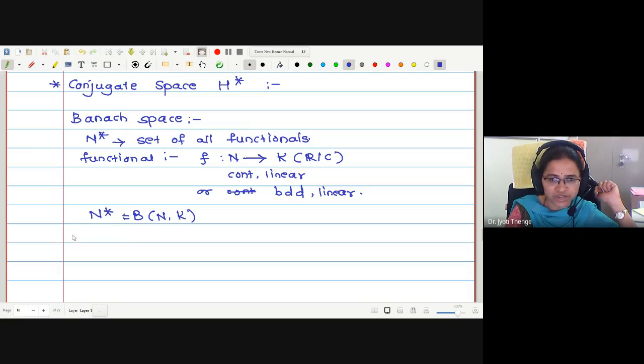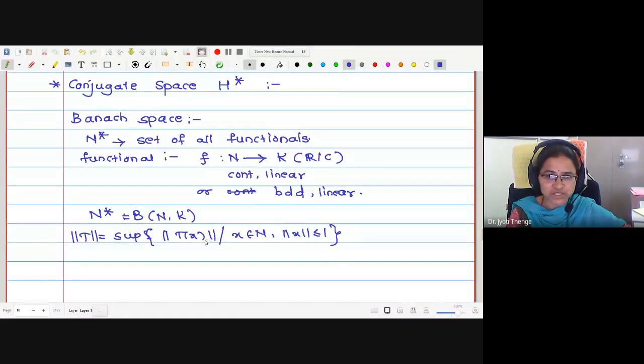And later we have defined a separate norm on this. What is the norm we have defined? Norm T. So the operator norm we have defined, supremum of norm T of x, where x is in the given N, on the set of functionals, that is the conjugate space. We have proved that this is also a Banach space. The conjugate space itself is a Banach space.